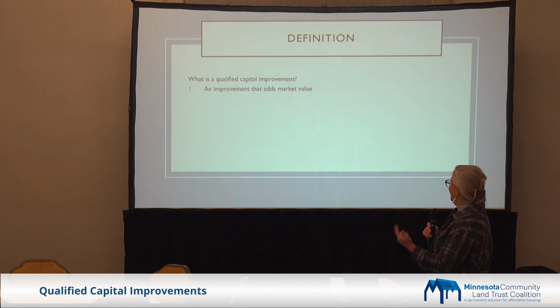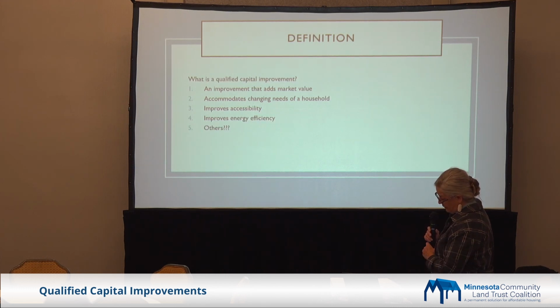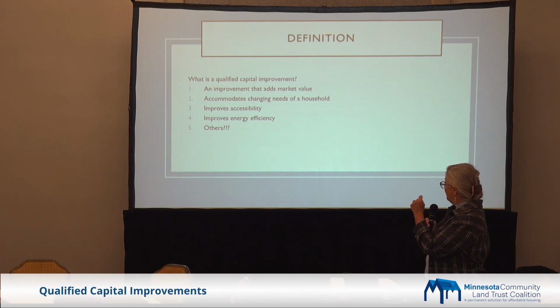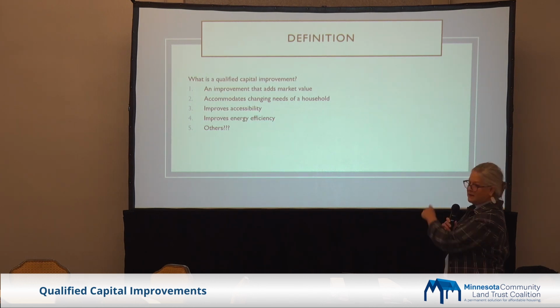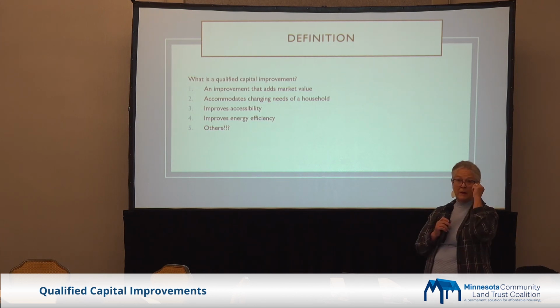Typically, most organizations, it seems, have defined a qualified capital improvement as an improvement that adds market value, accommodates the changing needs of a household, improves accessibility, improves energy efficiency, and then there's possibly some others. But when we look at this, most do this, but there are some that say accessibility doesn't always add value. So then it takes away from that top one, market value.